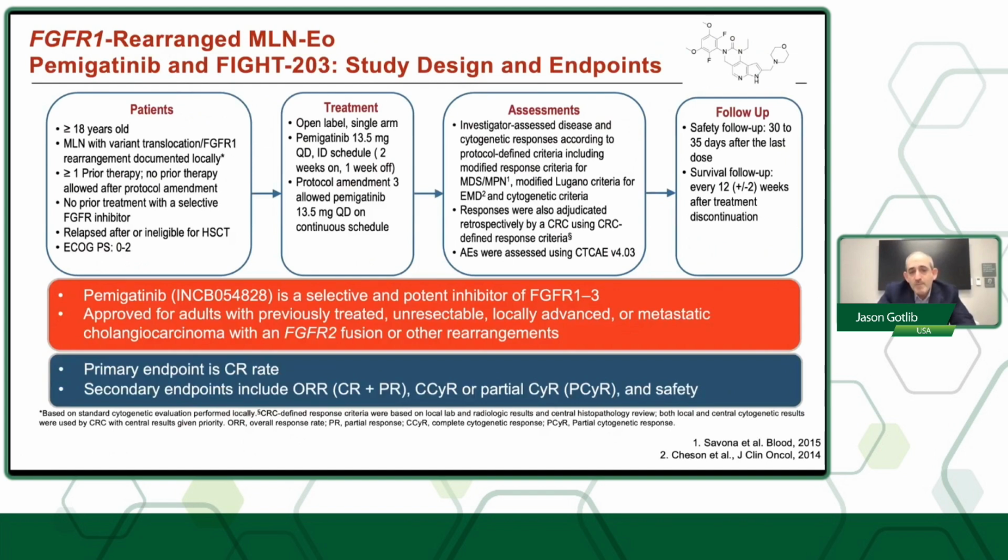Now, going to pemigatinib, which is, again, more recently approved for FGFR1 rearranged disease. The approval was based on the FIGHT-203 study, and these are patients who are treated first 3 weeks on and 1 week off, but now there is continuous dosing, and the primary endpoints were complete clinical remission and also complete cytogenetic response rate.